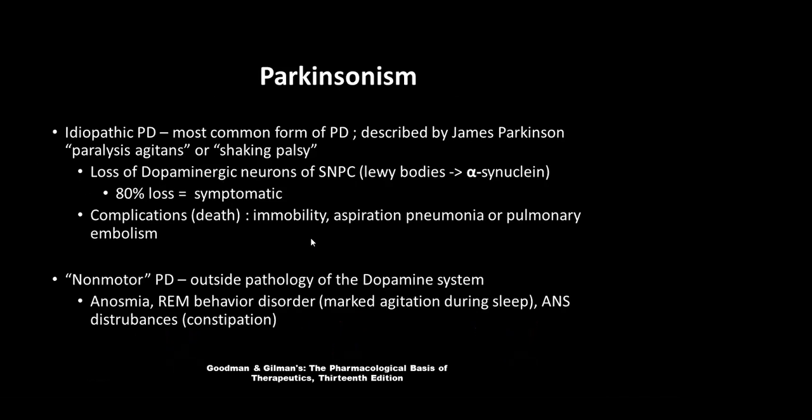So in here, this is the pathogenesis of Parkinsonism. In Goodman and Gilman, they specifically named Parkinsonism as idiopathic Parkinson disease, and it is the most common form of Parkinson disease, described by James Parkinson. It is also called paralysis agitans or shaking palsy.